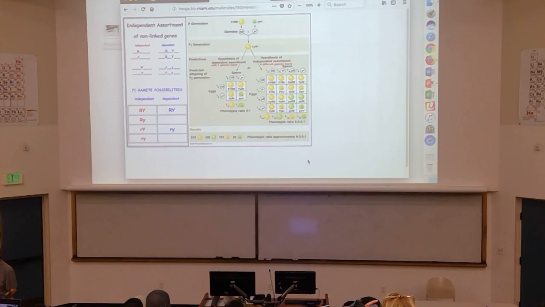So he has two laws, or two hypotheses. The law of segregation, in which the traits will segregate from each other when gametes are formed, and the law of independent assortment, the traits are carried on different chromosomes and the chromosomes sort independent of each other. Remember, Mendel knew nothing about chromosomes. Chromosomes weren't discovered until the early 1900s. He had no concept of that at all.